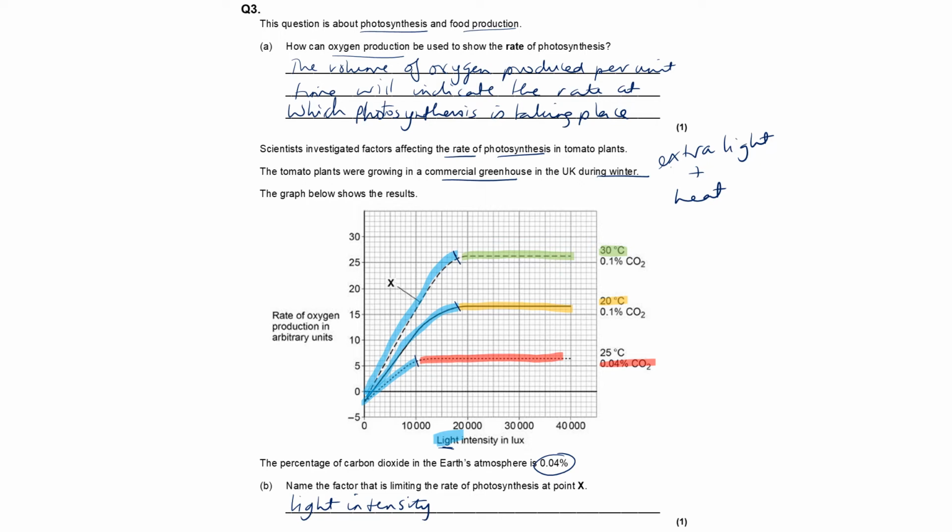Part B: name the factor that is limiting the rate of photosynthesis at point X. So that's at the point where the gradient of the graph is positive. So therefore it must be the light intensity, because that is what is changing on the x-axis. And again, you can see I'm getting those right.